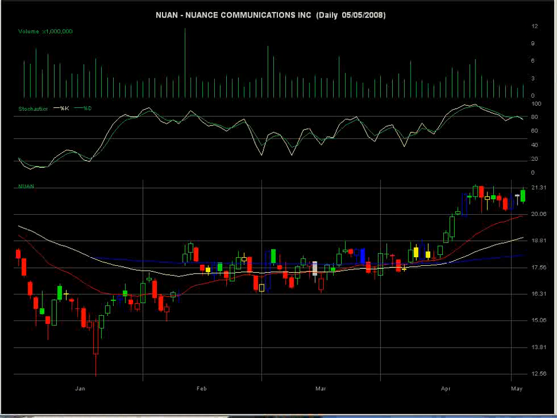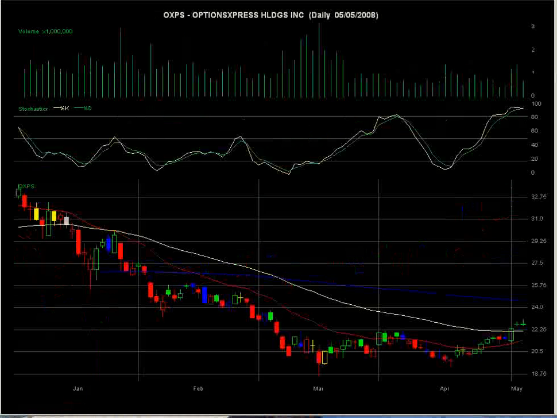21.33. I look for strength, and this one would probably kick higher on a high of 21.33. Okay, so let's move on here. Of course, I'm in this one, the Options Express move. This one's still holding up nicely. We had a 2-day consolidation. The stochastics are kind of embedded up here.